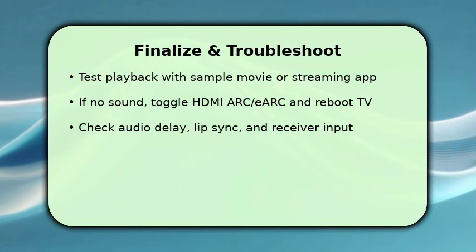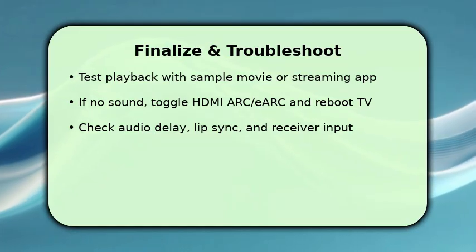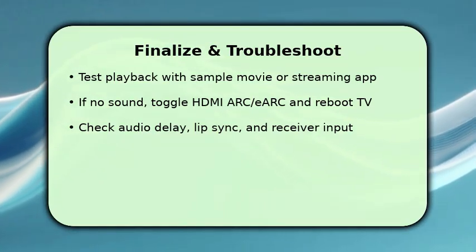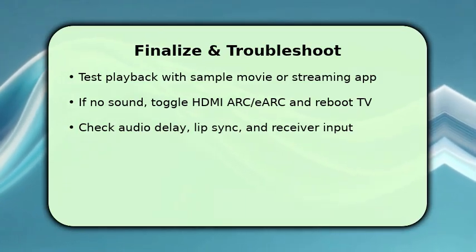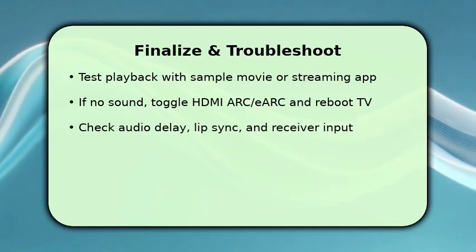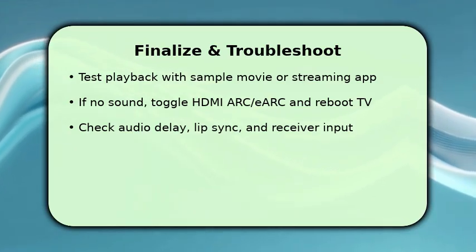Complete the change by playing a movie and confirming channels, volume, and effects. If sound is absent or wrong, first toggle HDMI ARC or eARC off and on, then power cycle the TV and external device. This re-establishes the handshake.